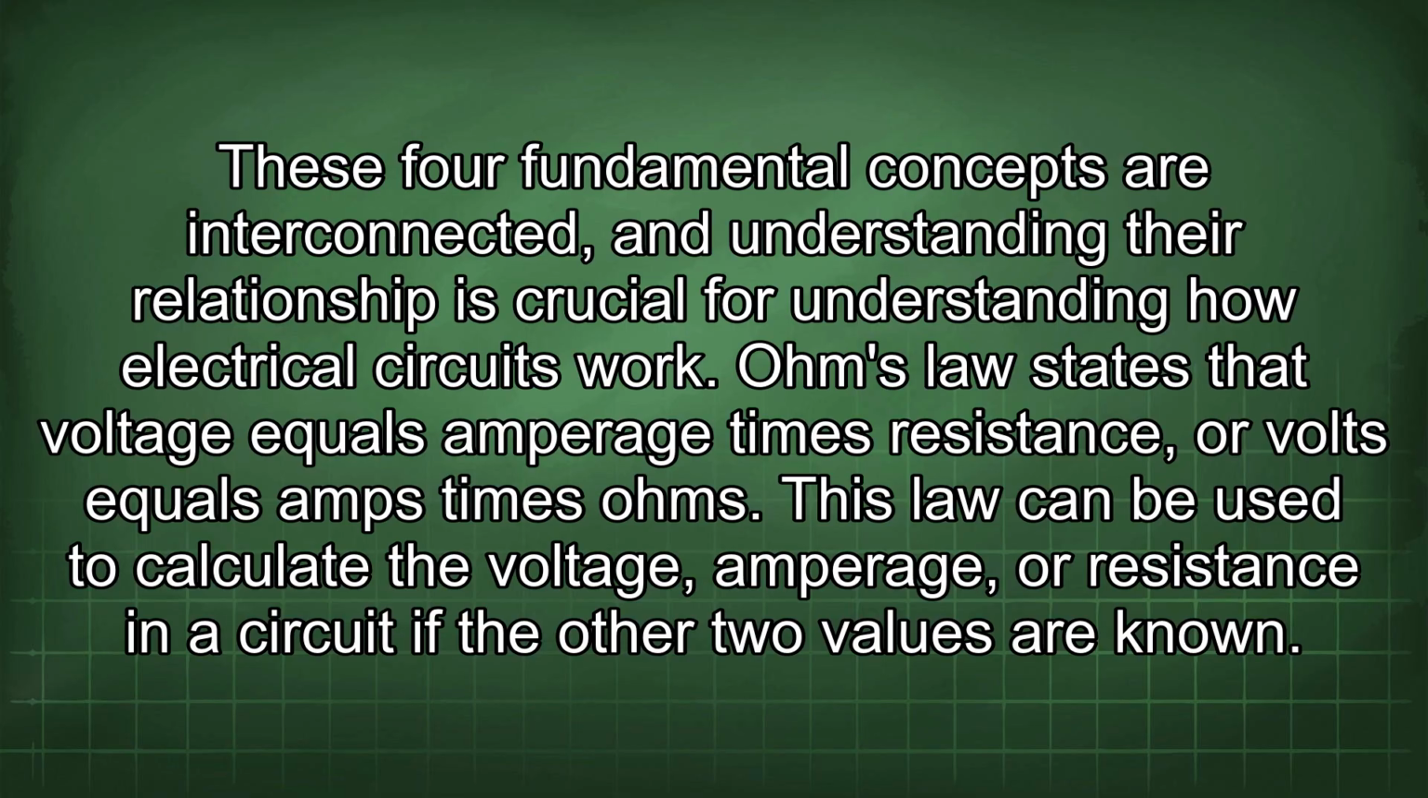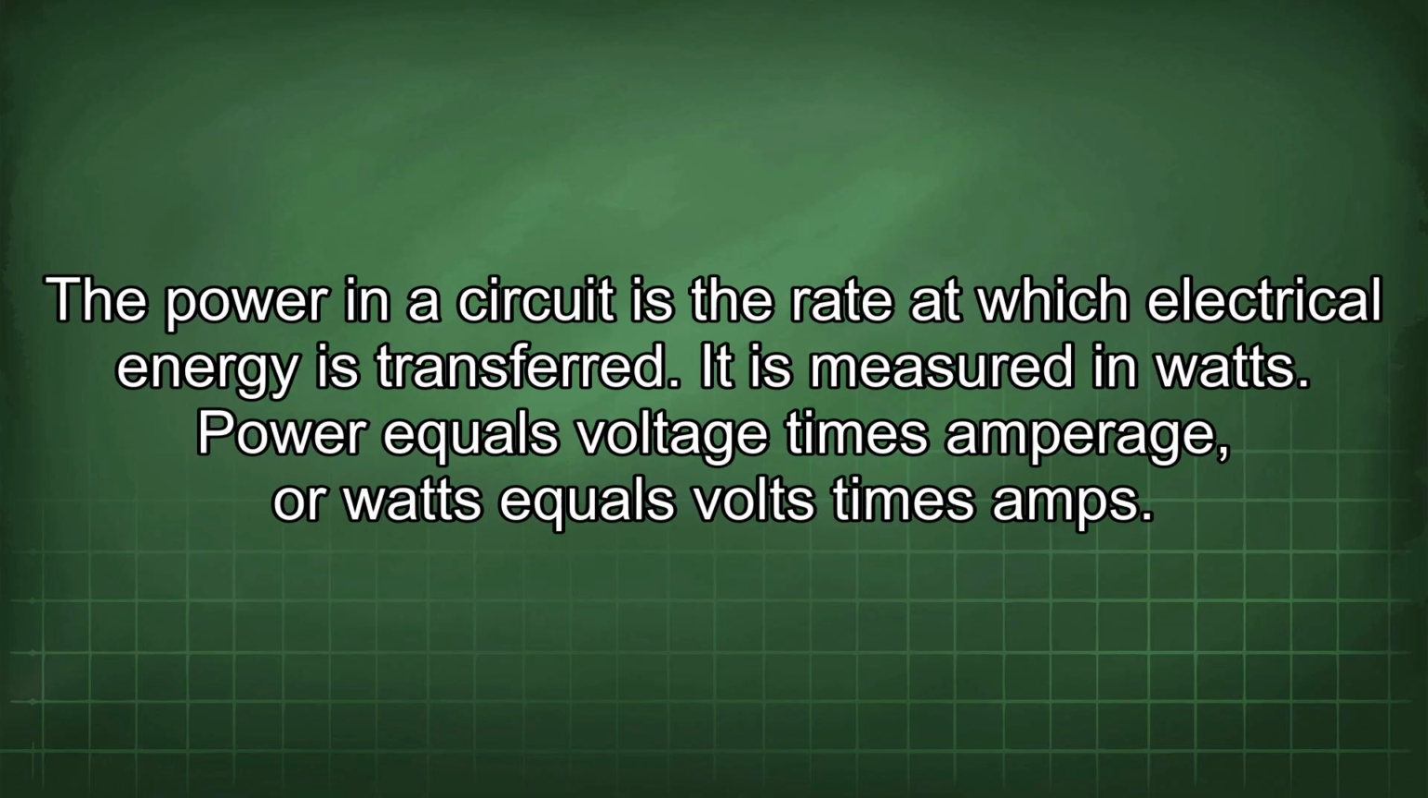Ohm's law states that voltage equals amperage times resistance, or volts equals amps times ohms. This law can be used to calculate the voltage, amperage, or resistance in a circuit if the other 2 values are known. The power in a circuit is the rate at which electrical energy is transferred. It is measured in watts. Power equals voltage times amperage, or watts equals volts times amps.